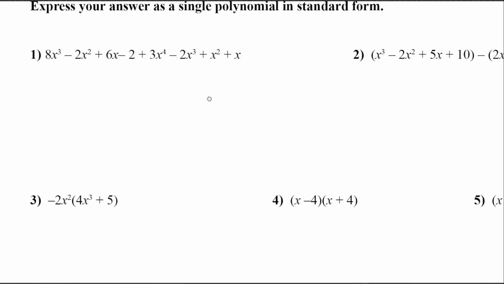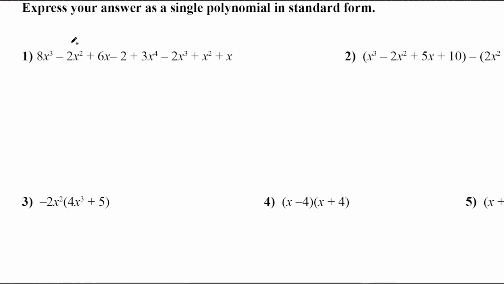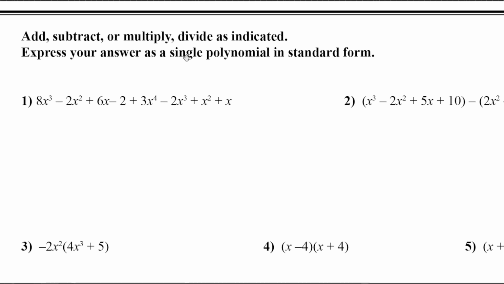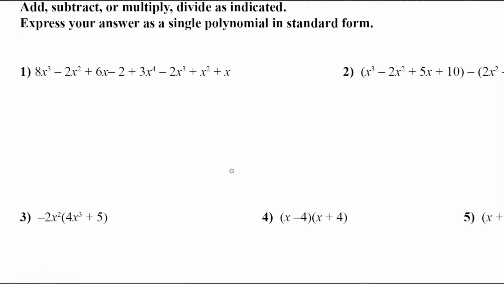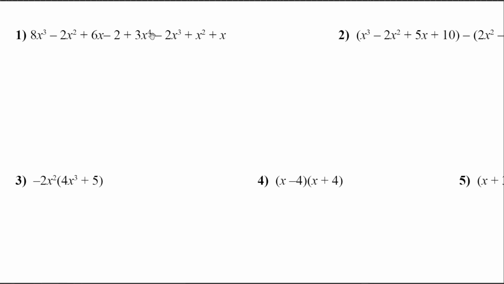We did these just the other day, so I'm going to go fairly quick on these as well. So let's see what it says to do. All right, add, subtract, multiply, or divide as indicated. So we just do what it asks you to do, just simplify it, and it should be written as a single polynomial in standard form. Standard form basically just means you put the higher exponents first and work your way down to the lowest exponents.